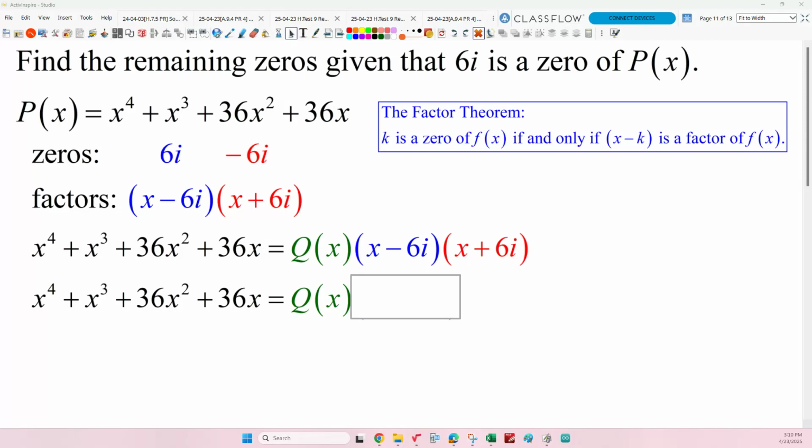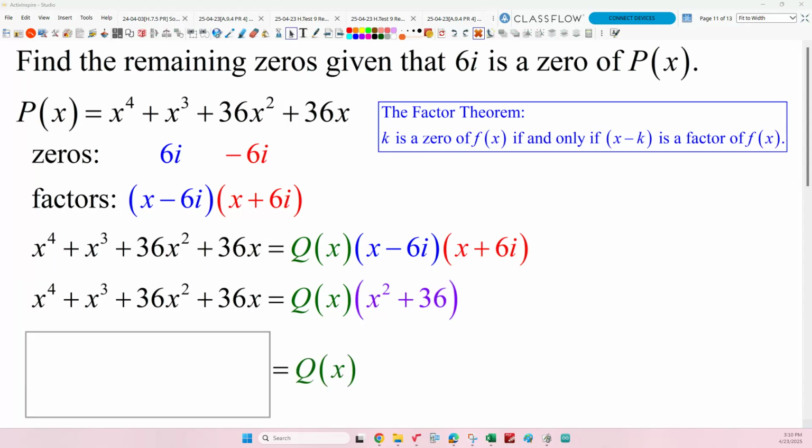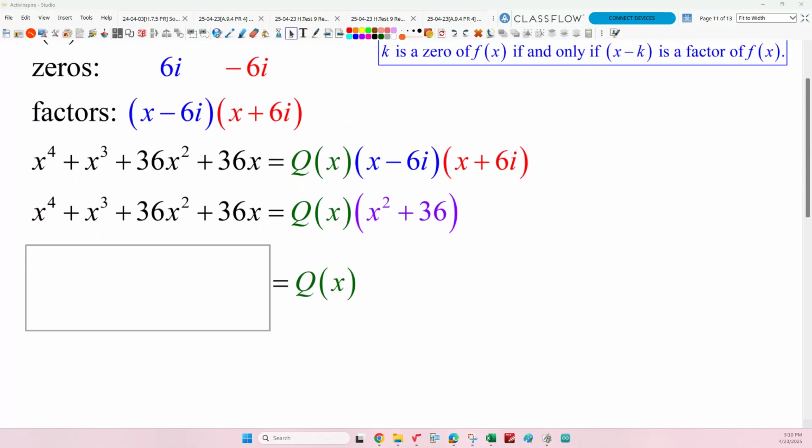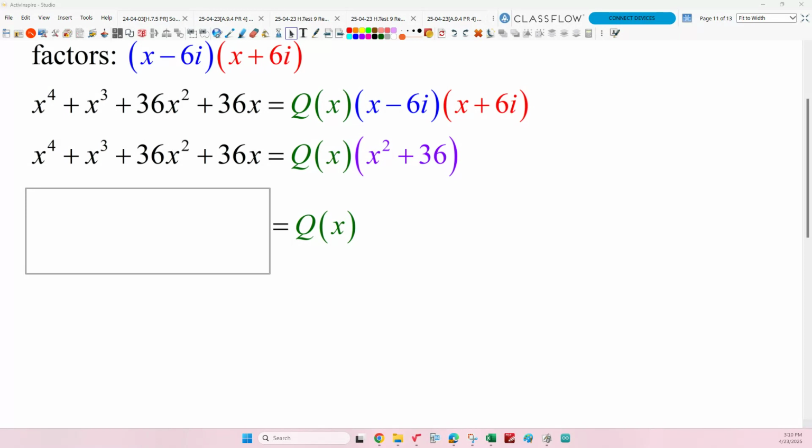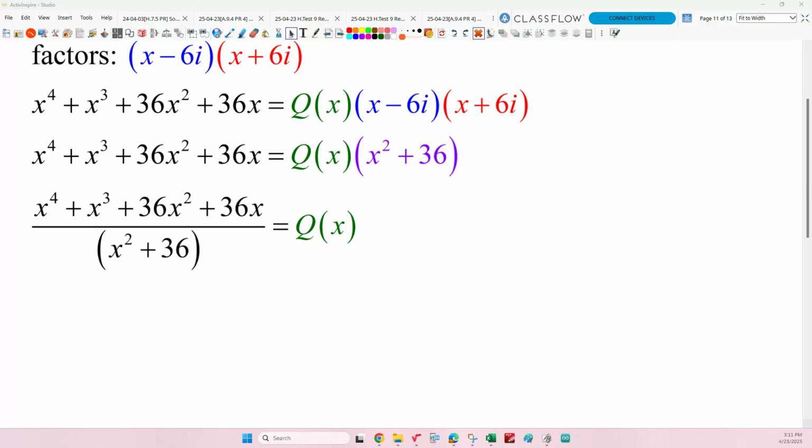Using a squared plus b squared, what does this turn into? x squared plus, what's 6 squared? 36. Okay. So how can I solve for q of x at this stage? Isolate. How do I do that? Move x squared plus 36 over. How do I move it over? Not subtraction, division. Because q of x is being multiplied by that one.